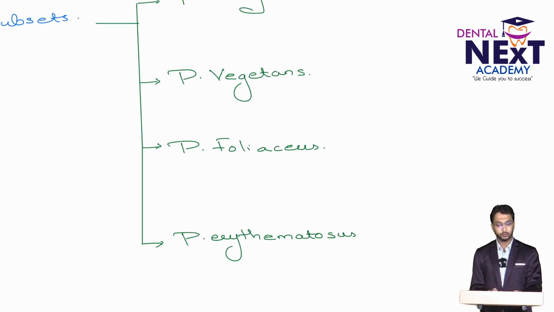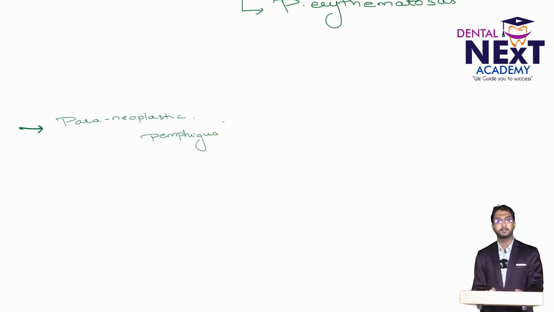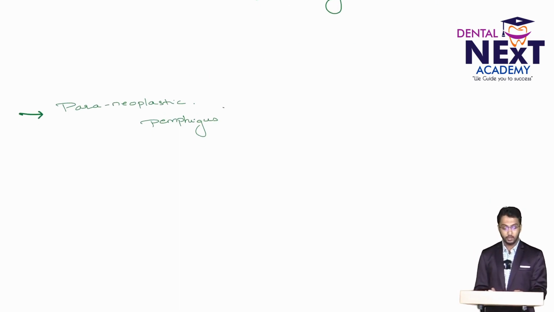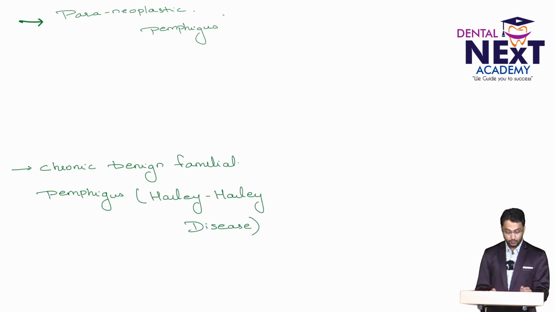Or erythematosus. Then you have paraneoplastic pemphigus, which is a related lesion. I'll tell you what it is. And you also have chronic benign familial pemphigus. The term familial here is very important, and it's called Hailey-Hailey disease. I'll discuss these two here itself, and we'll go into details of the other ones below. So it's Hailey-Hailey disease, which is chronic benign familial pemphigus.